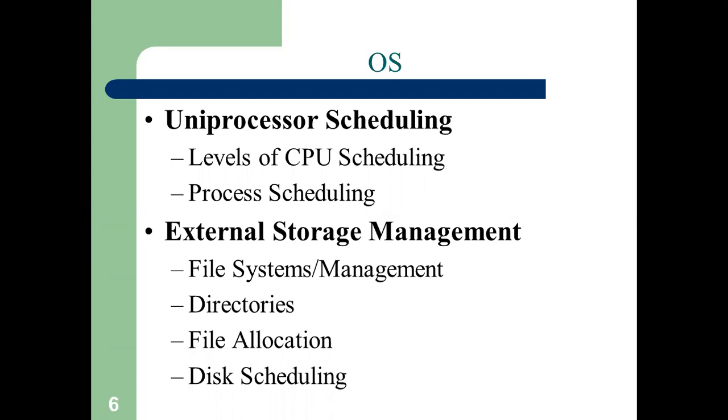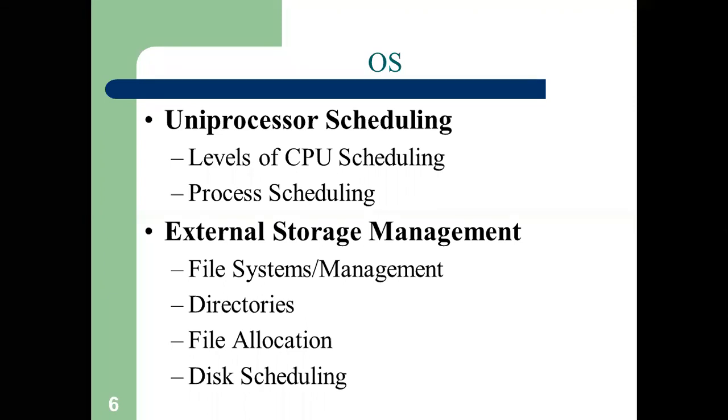External storage management. Here you can see we are using external storage besides the RAM, random access memory. We can use a hard disk, an external hard disk, pen drives, and a lot of other external storage devices. How will we maintain those external storage areas? This also comes under the responsibility of the operating system. So this is a function of the operating system.